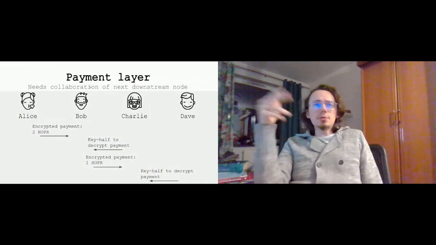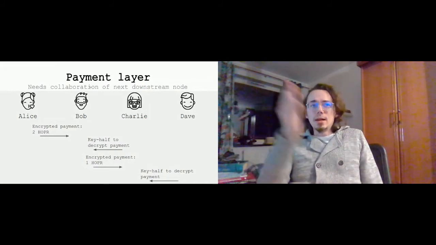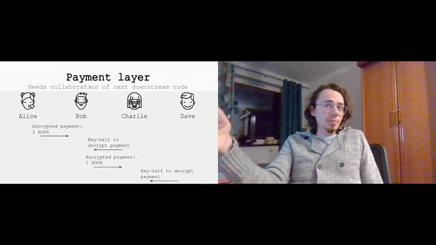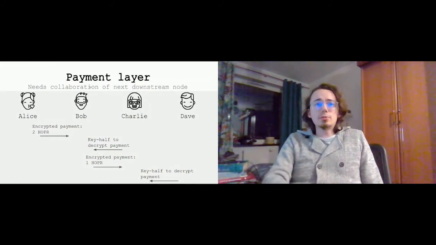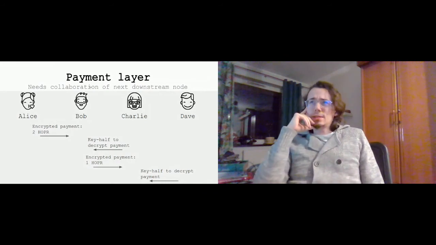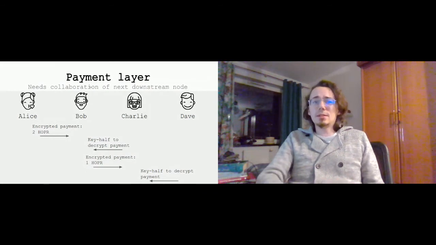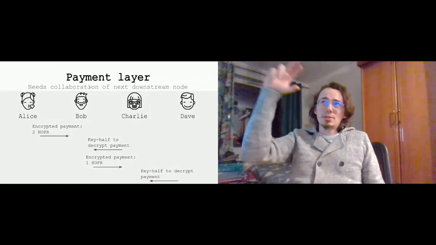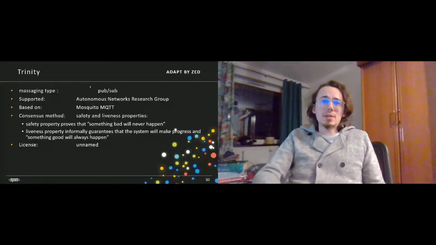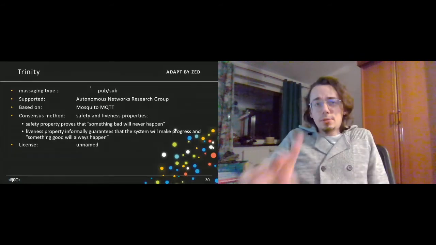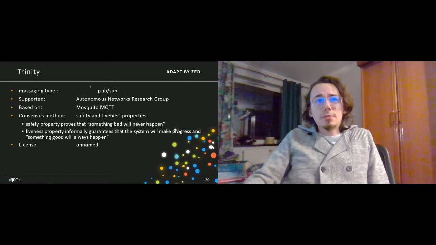Safety property proves that something bad will never happen. Liveness property informally guarantees that the system will make progress and something good will always happen. License is something similar to BSD, but closed, but I didn't check. I have no idea how closed it is. I just saw the first four lines, and if it's unnamed, maybe it's for a reason. I have no idea. So I will just put it as unnamed.